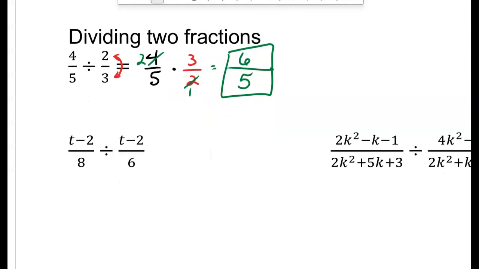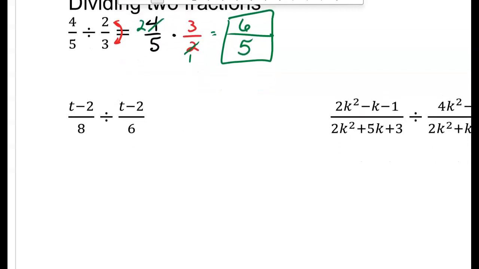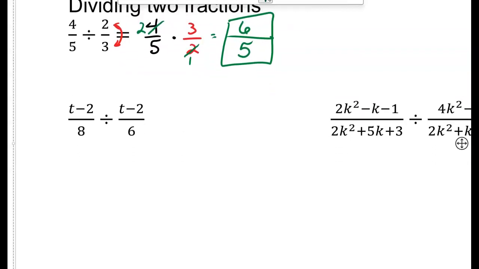Okay, guys, here's the key thing. You still need to factor completely when you're doing this. So, when you're doing this first one here, does it flip at all? No. So when you rewrite it, you just go t minus 2 over 8. But make sure you do what with your other fraction? Flip it. So I get 6 over t minus 2.